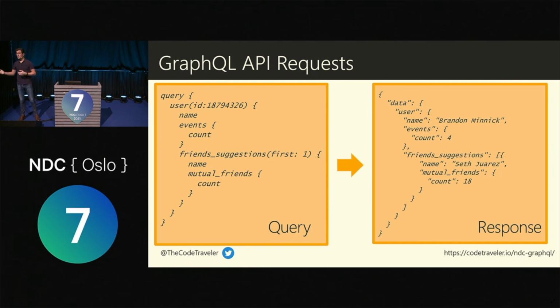And also for that user, show me some friend suggestions. In this case, just give me one, give me the first one. And for that friend, let me know that person's name and how many mutual friends we have in common. And so I send that to the GraphQL API endpoint, and what comes back is this JSON response.